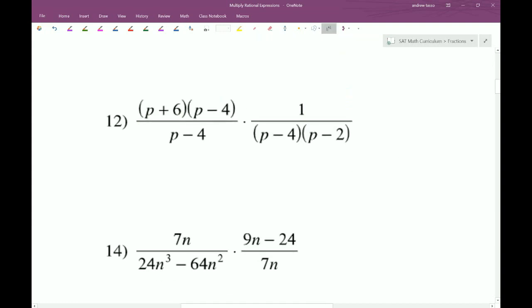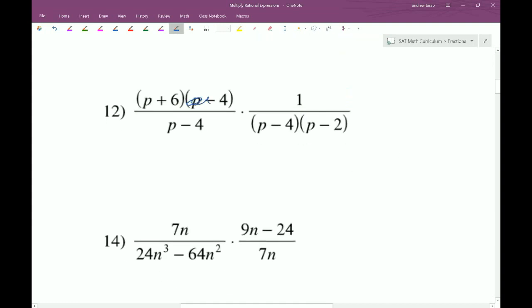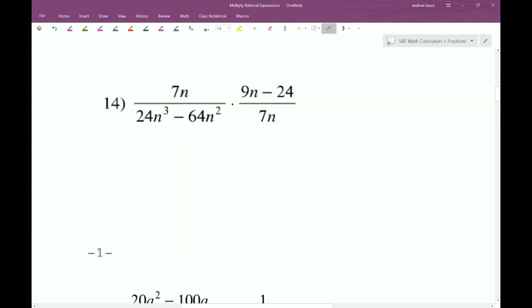Okay. Next up, this p minus 4 can be canceled with either of the ones below. And that's about it. So the rest is just going to be the answer. I'm just not going to write it, but you get the idea. Here we can cancel out these 7s along with the n's. And yes, you should think of those as separate. So it's not 7n, one unit. It's 7 and it's n. Okay? They're separate factors.